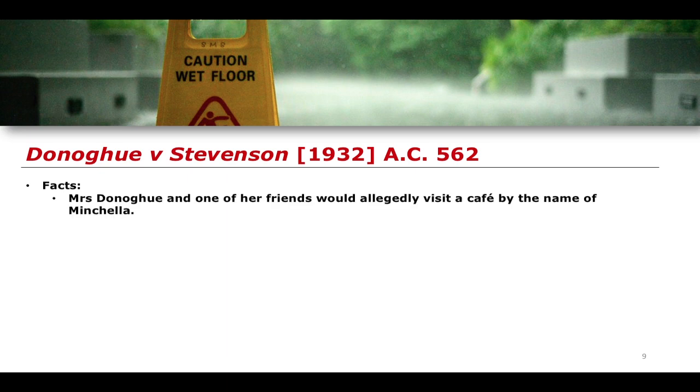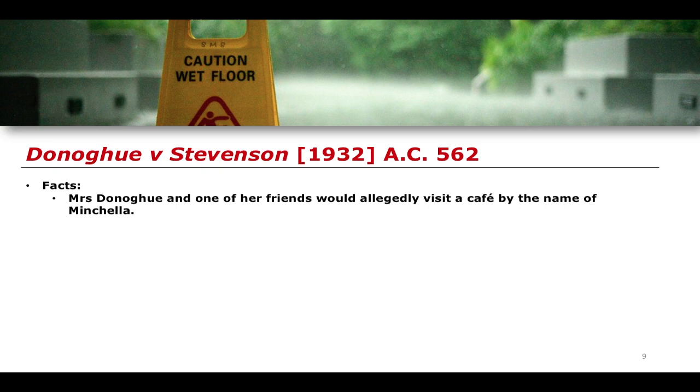So Donoghue and Stevenson is a case that takes place in 1932, and the facts of this case are as follows. Mrs. Donoghue and one of her friends would allegedly visit a cafe by the name of Minchella. The reason why I'm saying allegedly here is because the legal principles at stake did not actually pertain to whether or not the factual matter had been tested or was even necessarily true.